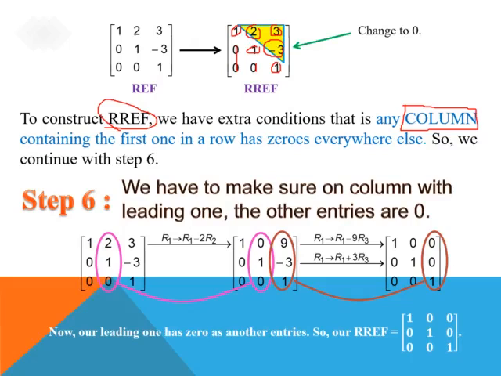So we continue with step 6. Step 6 is we have to make sure that in a column with a leading one, the other entries are zeros. So we have 2 leading ones. So this one is the leading one for row number 2. So we proceed to make sure 2 is 0 first. So using the leading one at row 2, 2 will become 0.